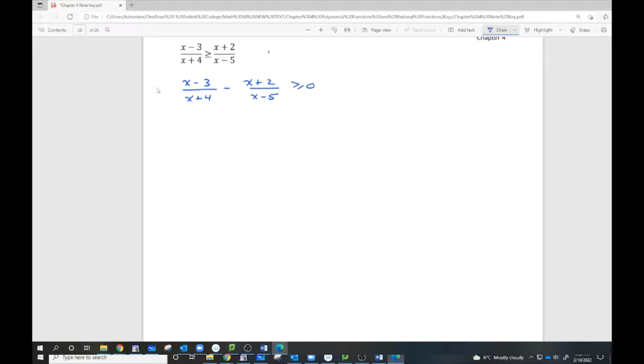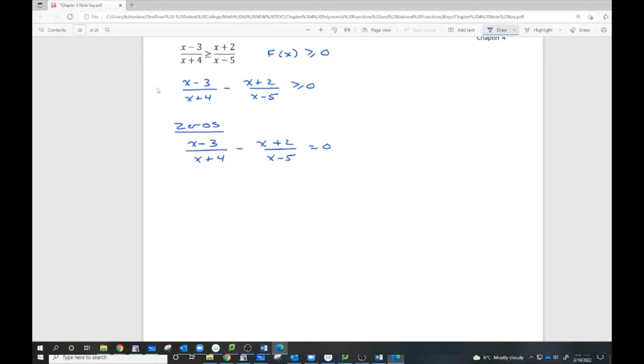So that tells me that I'm going to be finding where the value of my function at x is greater than or equal to 0. Now I need to find my critical values. So my critical values are my zeros and my vertical asymptotes. To find your 0, you're going to take your equation and you're going to set it equal to 0. So x minus 3 over x plus 4 minus x plus 2 over x minus 5 equals 0.